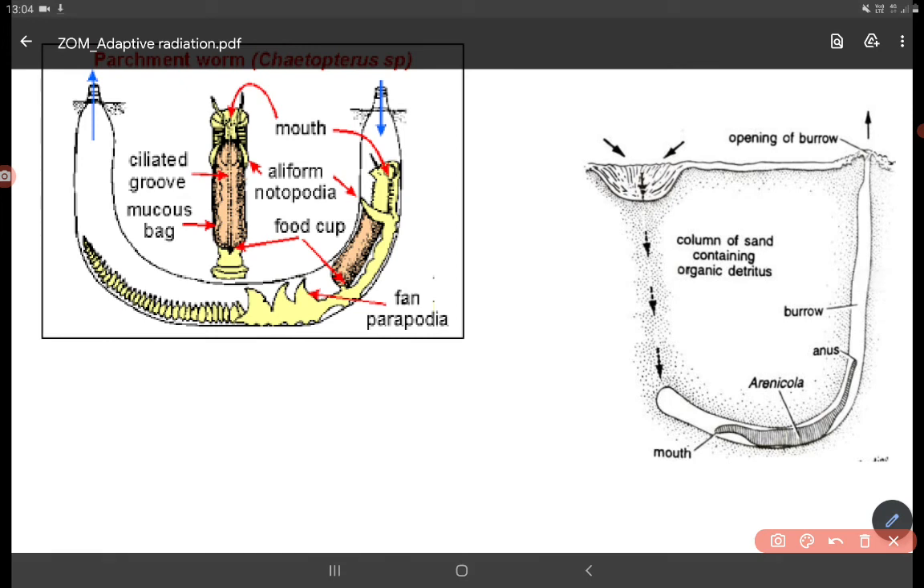Now the parchment has the Arenicola example. So here the sand is caving in and food particles percolate through it. Right? The column of sand containing organic detritus comes to it and it eats that.